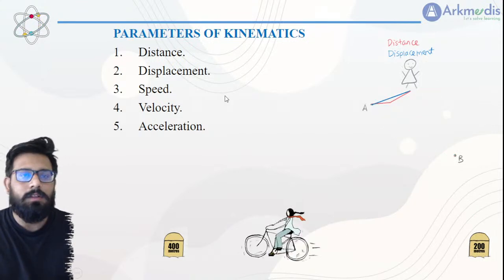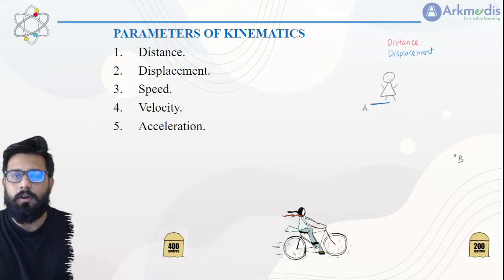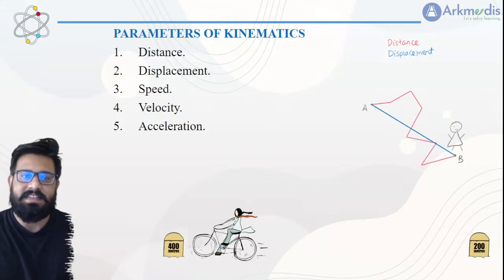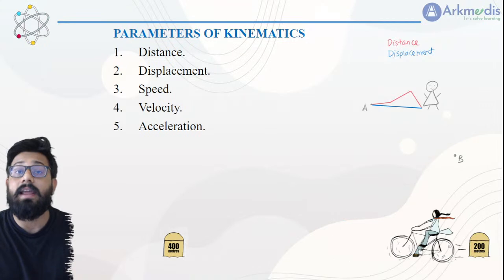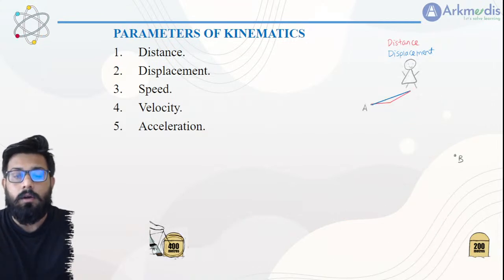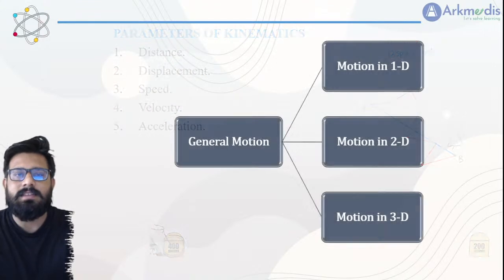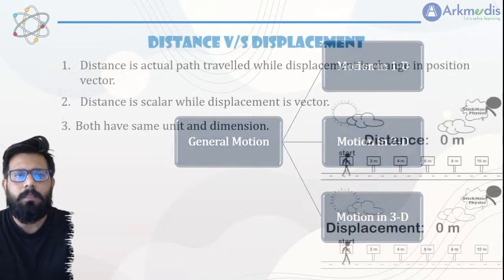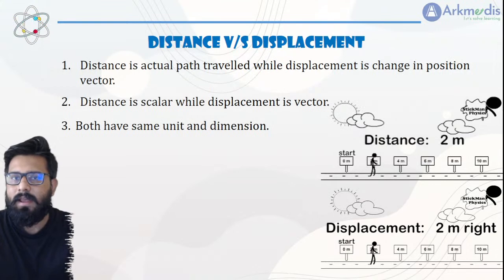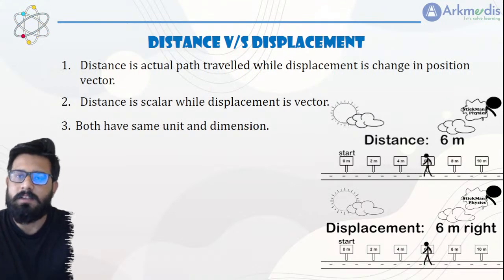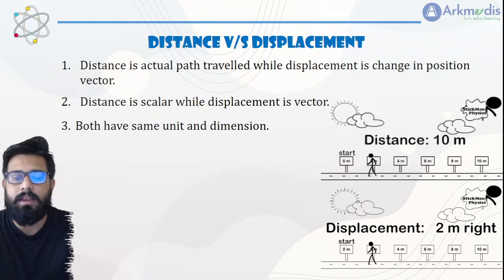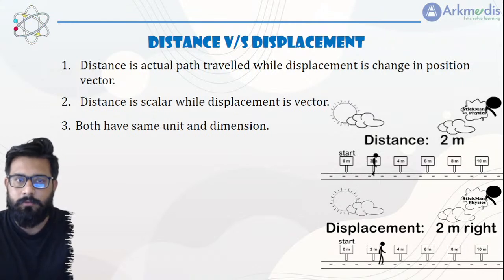Okay. So the very first thing about the kinematics, if we talk, so we have 5 parameters: distance, displacement, speed, velocity, and acceleration. Okay. So about the distance and displacement, we all know this. What is distance? Distance is actually nothing but the actual path traveled by an object. And what about the displacement? Displacement is nothing but the shortest distance between the initial and the final position, right?